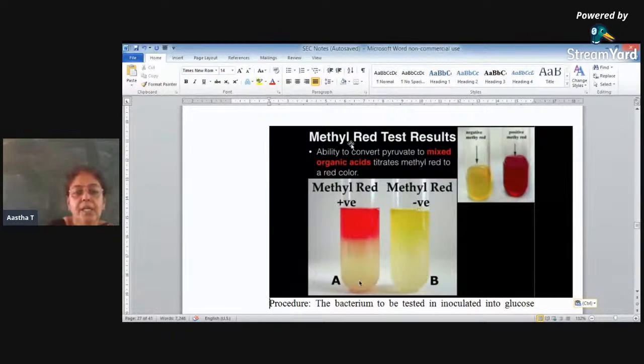So here this methyl red is the test which is used to detect the production of acid by the fermentation of glucose. You can see here, this is glucose phosphate broth tube. You have inoculated the organism, incubated the tube. After 24 hours, you have added methyl red indicator. If acid is there, methyl red indicator will show this type of red or pinkish color, and if acid is not there, pH has not been lowered, it will remain this type of yellow.